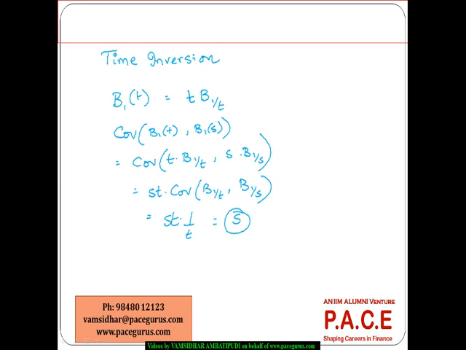So all these things very clearly are the various properties that are associated with a standard Brownian motion and a Brownian motion in general, and we should be able to apply these kinds of properties as a part of various numericals. And a few more important things.